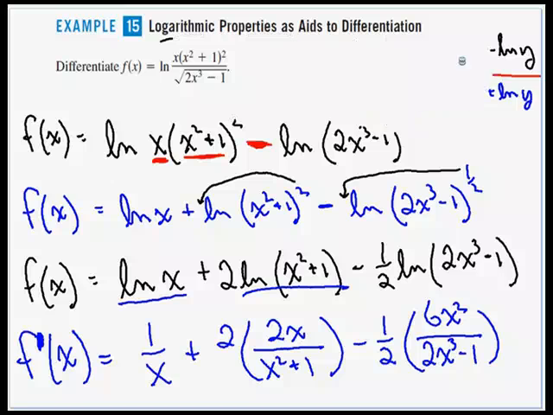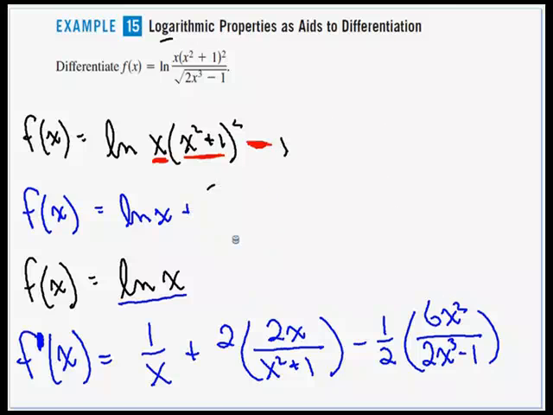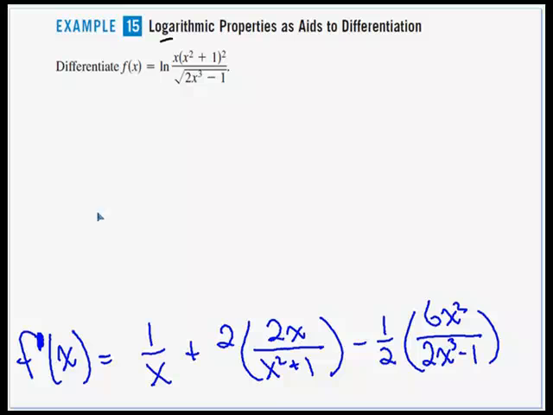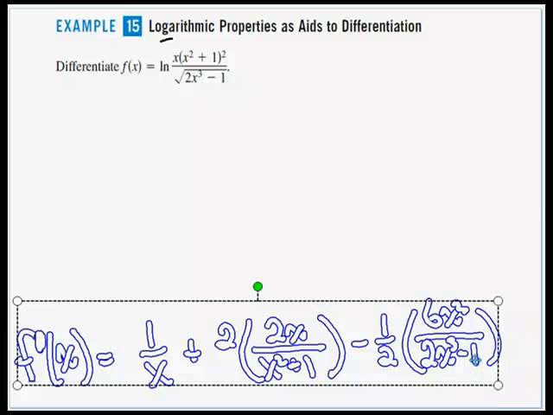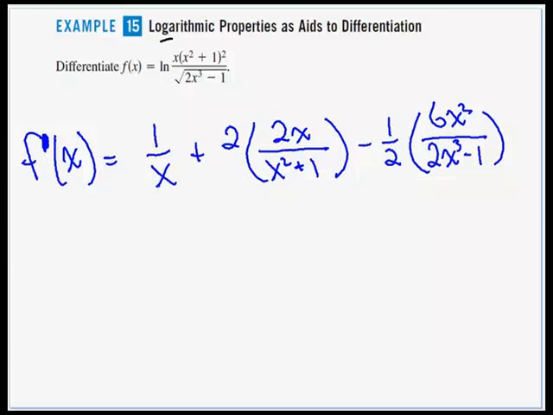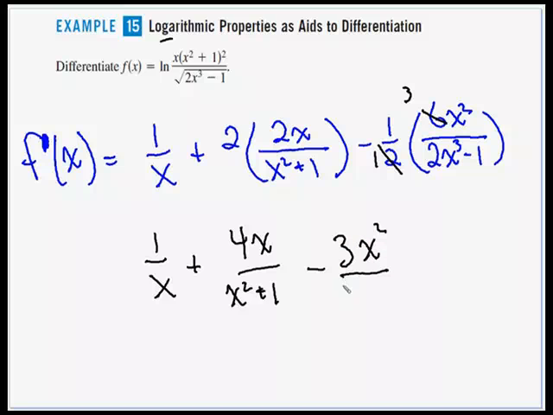And it looks like there's going to be some stuff that'll cancel, and we can combine maybe, make it look a little prettier. Okay, first term's going to stay the same, 1 over x, plus, here 2 times 2x is 4x over x squared plus 1. And what can we cancel here? It looks like on this diagonal we can factor out a 2. That'll factor out to a 1. This will become a 3. So we have minus 3x squared over the quantity 2x to the third minus 1.